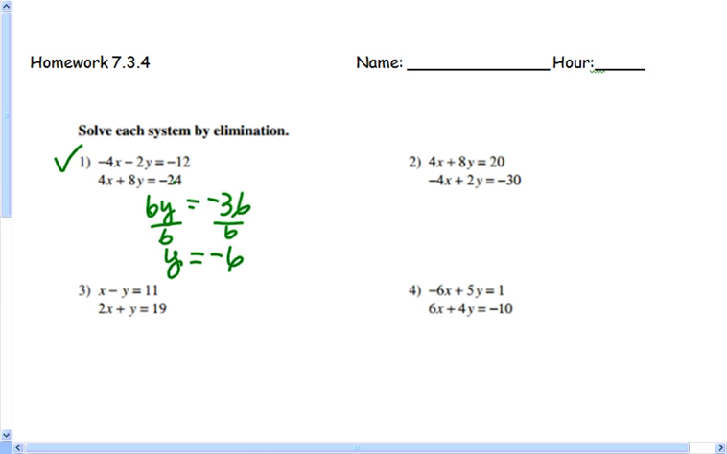Once you know that y is equal to negative 6, then you can use it in one of these equations, and I like the one that has positive 4 and positive 8, to find the other variable. So we know y is negative 6, so we're going to put that right where the y is. Put 8 times negative 6.